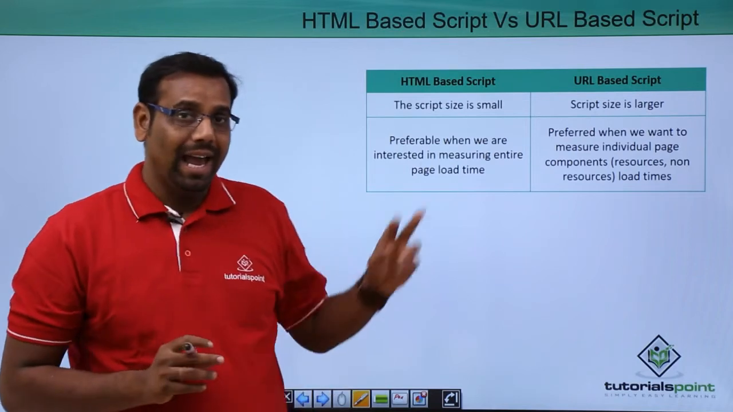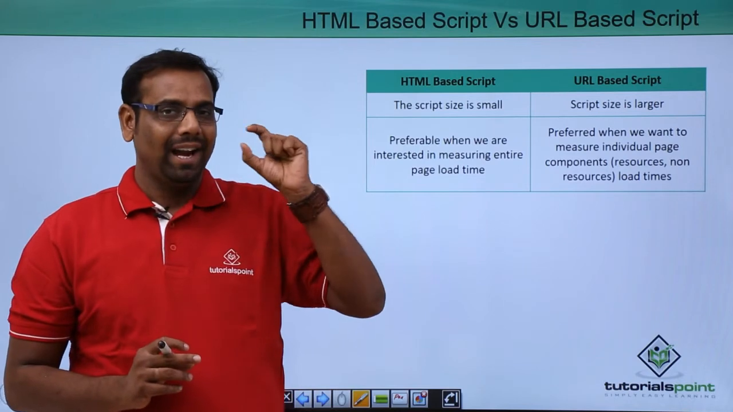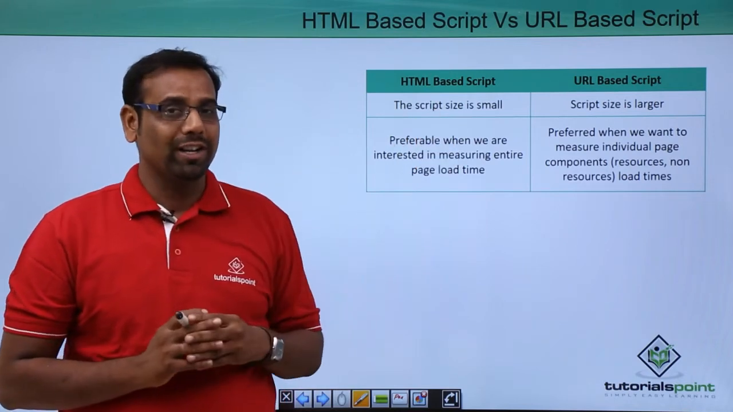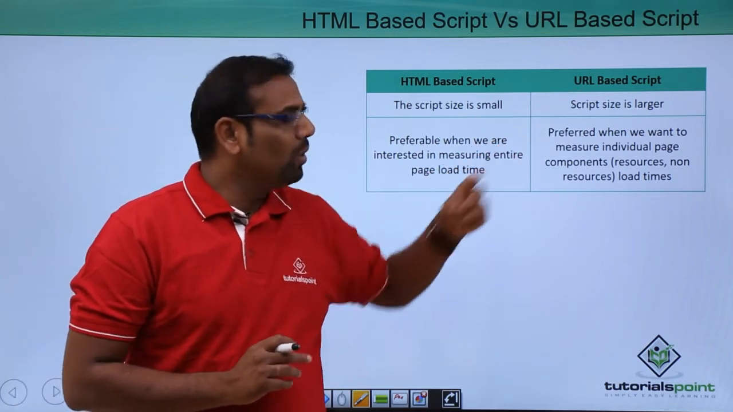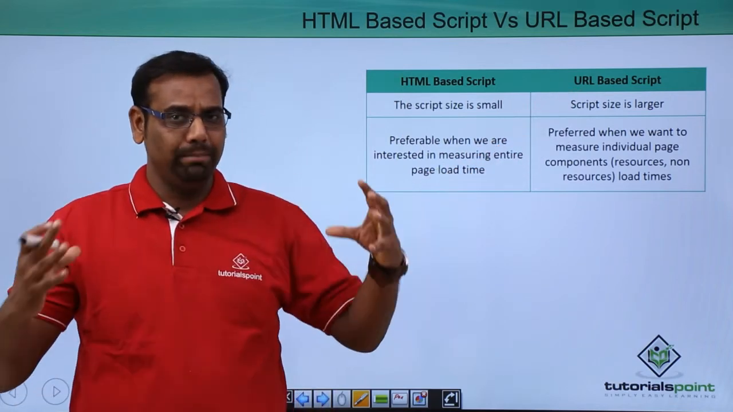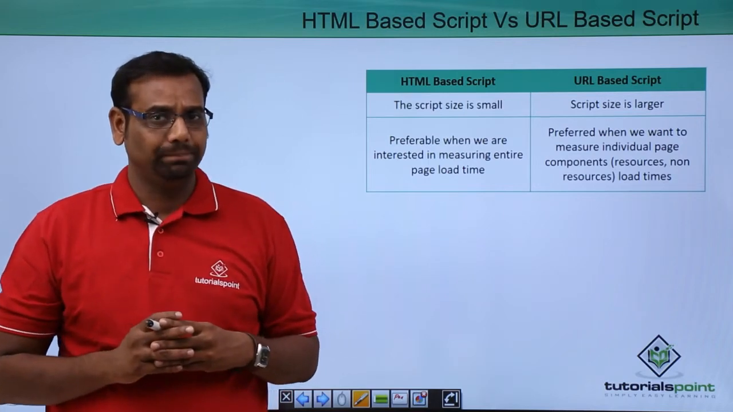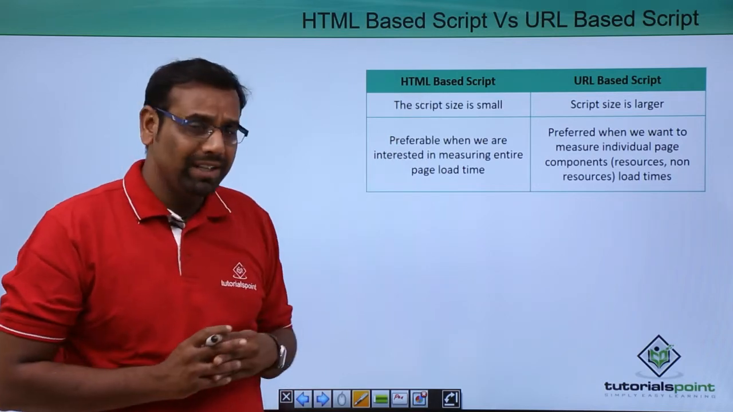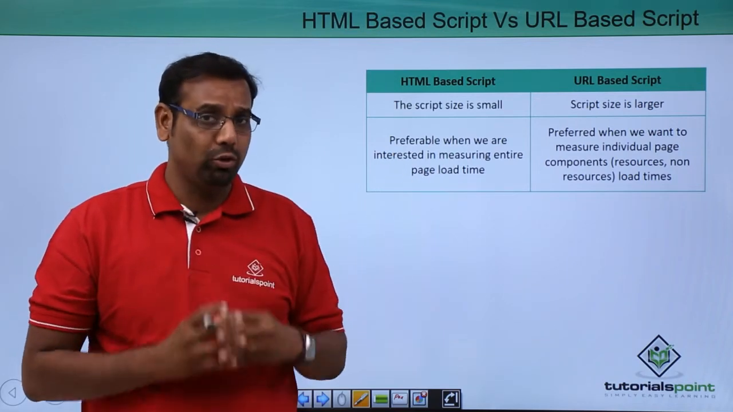As you can see here, an HTML based script is very small and concise, and this is what a lot of LoadRunner specialists would like. On the other hand, the URL based script is very big, very hard to understand and very hard to maintain as well. The HTML based script is preferable when you are interested in measuring the entire page load.